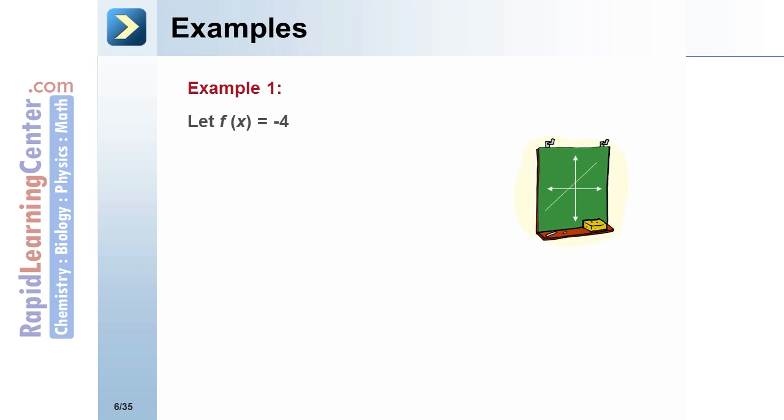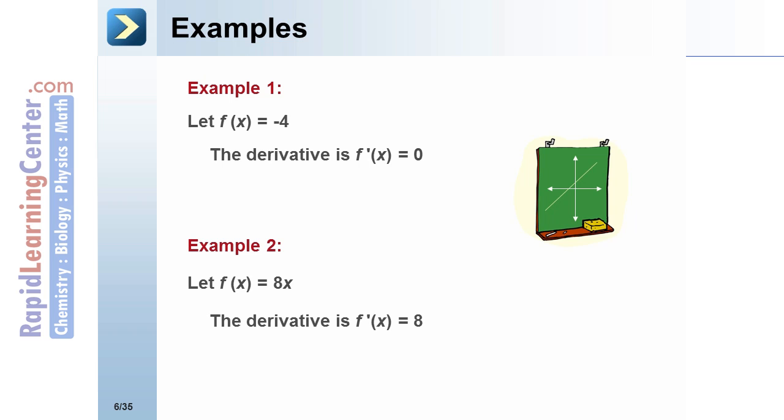Example number 1. Let f of x equal -4. This is a constant function, so the derivative is f prime of x equal to 0. Example number 2. Let f of x equal 8x. This is a linear function, so the derivative is f prime of x, which equals 8.